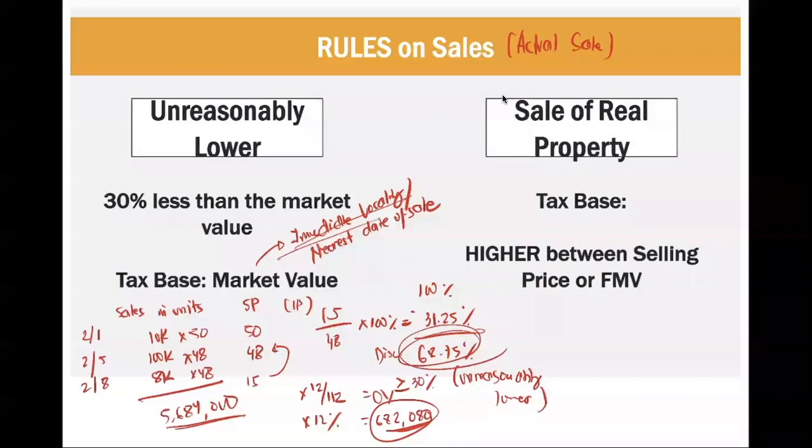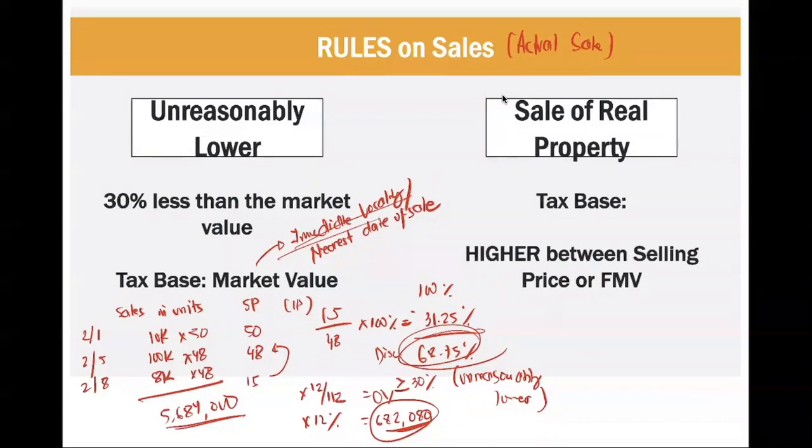First rule, on your actual sale: if ever the sale is unreasonably lower, or it is 30% less than the market value, then our tax base now is not the actual sale but the market value. How do we determine the market value? It depends whether it is the market value in the immediate locality, or the selling price or the price based on your nearest date of sale.